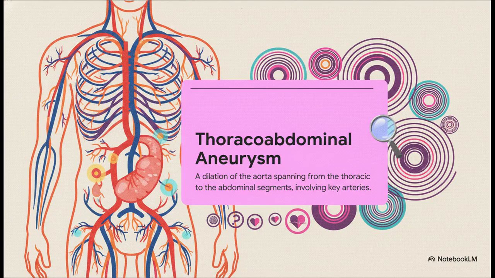So what are we really talking about when we say TAAA? Well, at its core, it's a weak ballooning section of the aorta that spans from the chest down into the abdomen. But what makes this one of the most formidable procedures in all of surgery? It's the real estate. This aneurysm involves the takeoff points of the critical arteries that supply everything, your gut, your liver, your kidneys. And just as importantly, it involves the tiny segmental arteries that are absolutely essential for perfusing the spinal cord. This complex, critical anatomy is the root cause of every single one of our challenges.